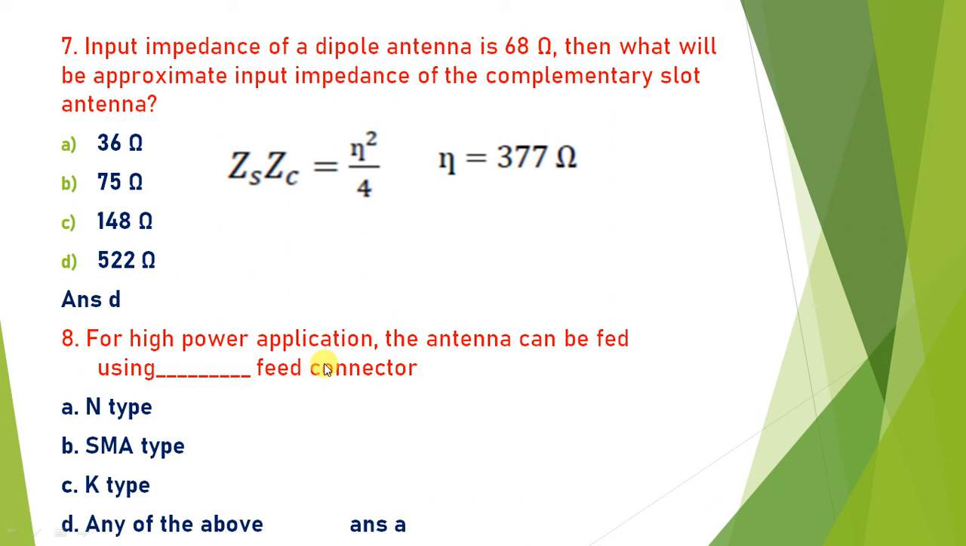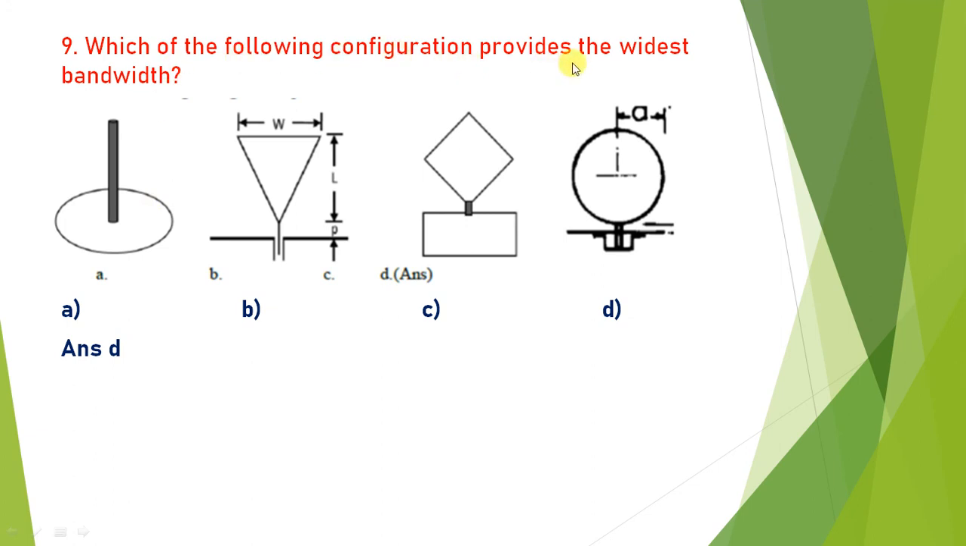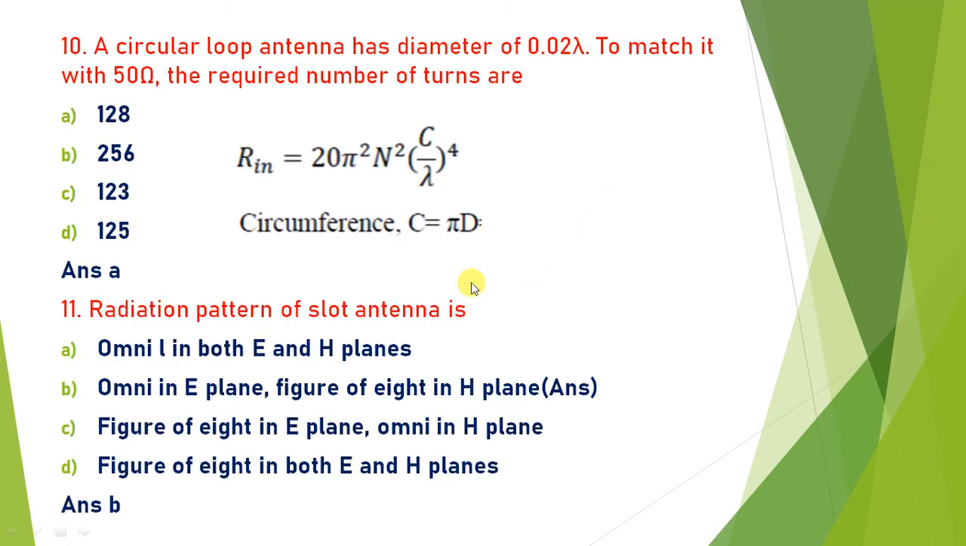For high power application, the antenna can use a dash type feed connector. So generally for high power application, N type connectors are used in antennas in order to improve the bandwidth and efficiency. So the answer is A. Okay. Which of the following configurations provides the widest bandwidth? So 4 configurations are given to you with some surface. Then it is straightforward that the answer is D, because a circular configuration always provides wider bandwidth as well as wider directivity. So the answer is D.